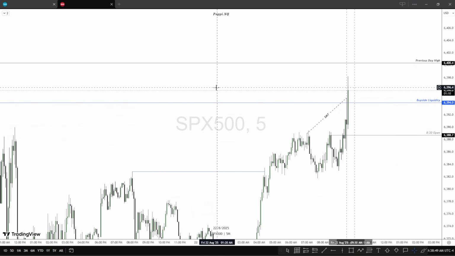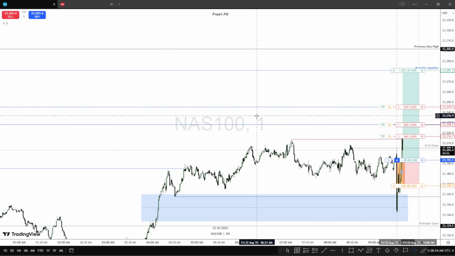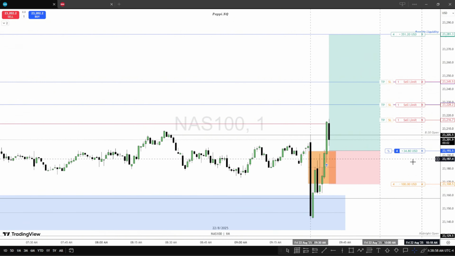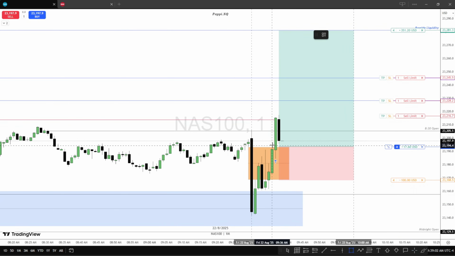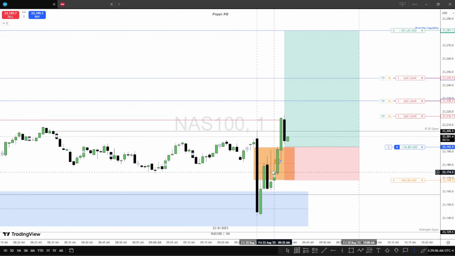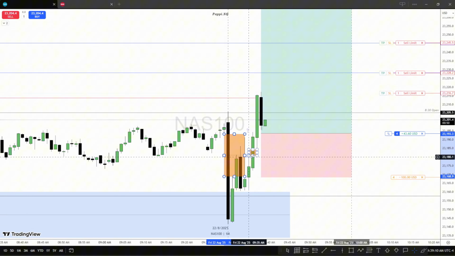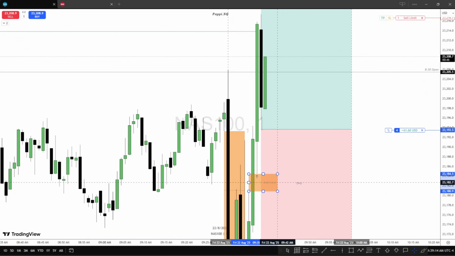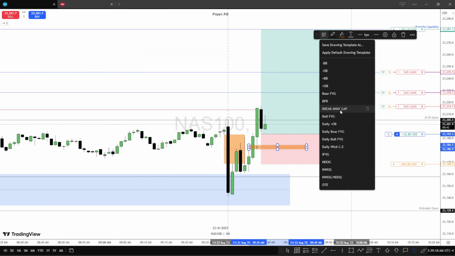So the fair value gap has been inversed. I am canceling the SMT because we no longer have an SMT. The NASDAQ also has taken the London highs. And yeah, so this fair value gap right there, I am about to draw out. I'm treating this as a breakaway gap.